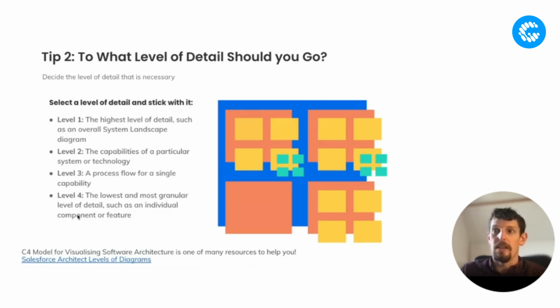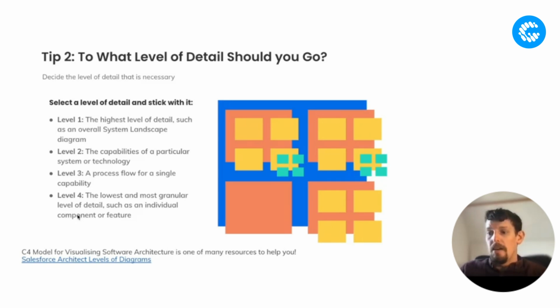Level 1 is your highest level. Think of it as your enterprise architecture, what systems are involved. And level 4 is all the way down to the level of what buttons you click, almost a solution that you could hand over to a developer to go build or configure. And levels 2 and 3 are in between.